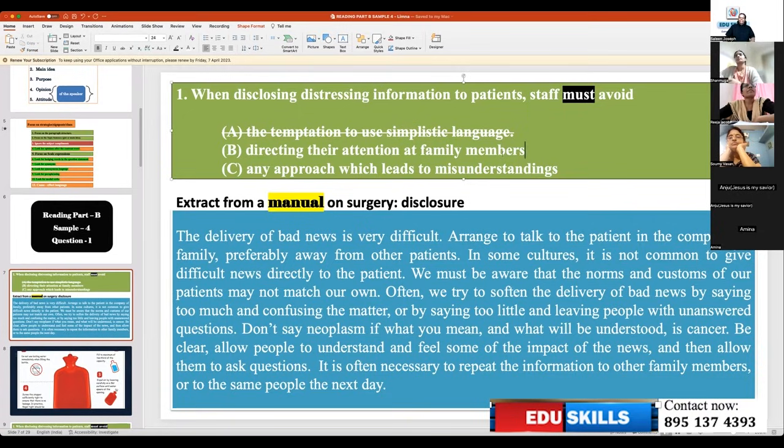Second one, directing their attention at family. If they are looking at you, you ask them to just look at your dad, mom, don't look here. What do you say? We cannot say that.